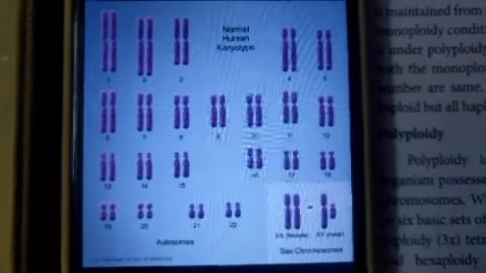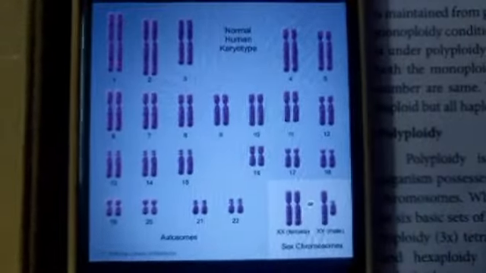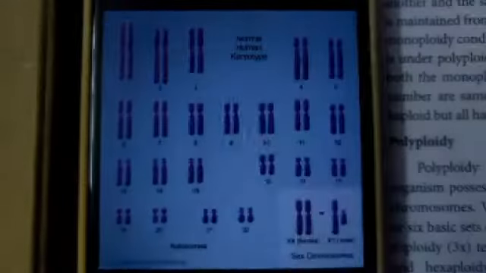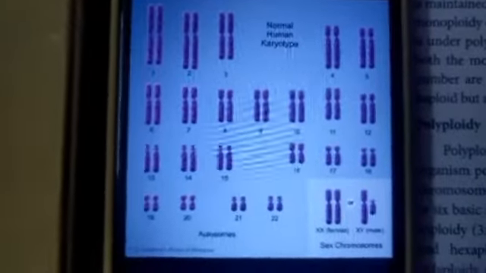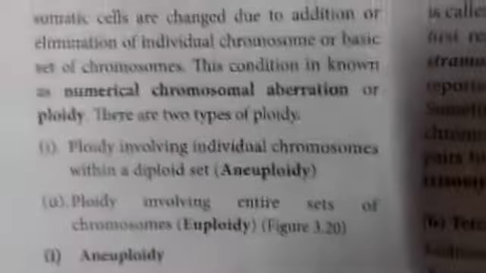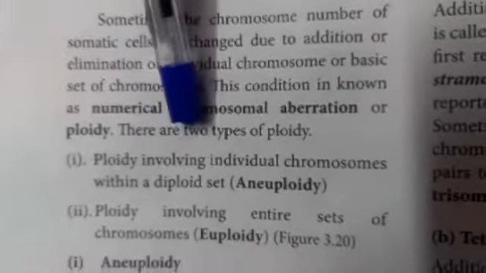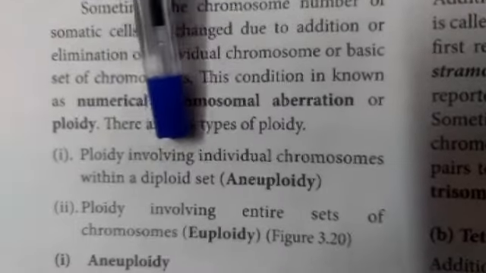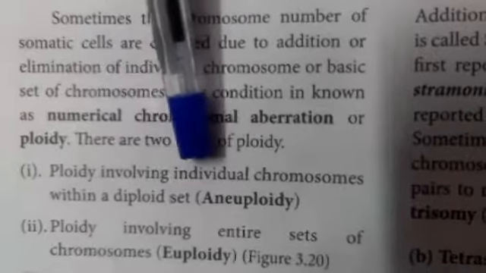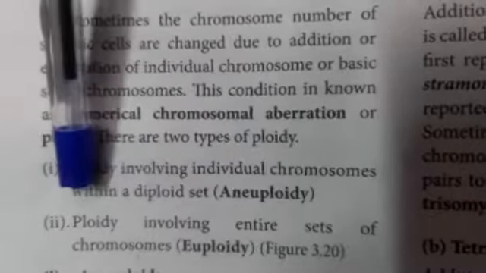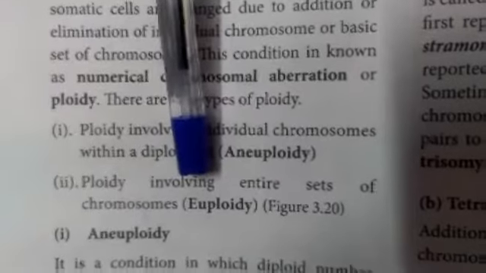What is meant by ploidy? Any alteration in the diploid set of chromosomes, either by adding a chromosome or by eliminating a chromosome, is called a chromosomal aberration or ploidy. There are two types of ploidy. One is ploidy involving individual chromosomes within a diploid set, which is called aneuploidy. A ploidy involving the entire set of chromosomes is euploidy.